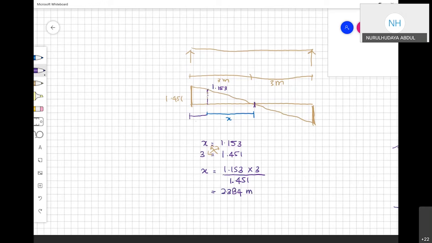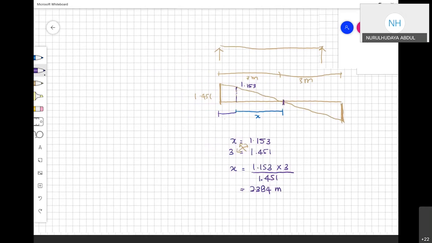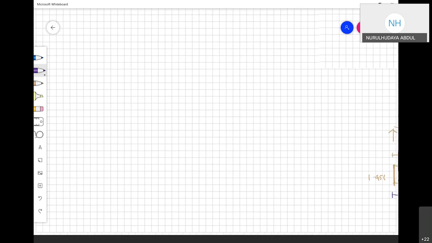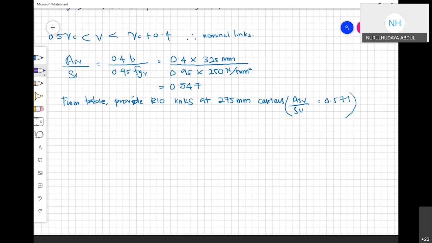link. Okay, design dia R10 spacing 275. Okay, itu maksud dia. So we have that value 2.384. Jadi kita pun bolehlah tulis dekat sini, IE for example, 2.384 meter either side of mid span of beam. So we are done with nominal link.